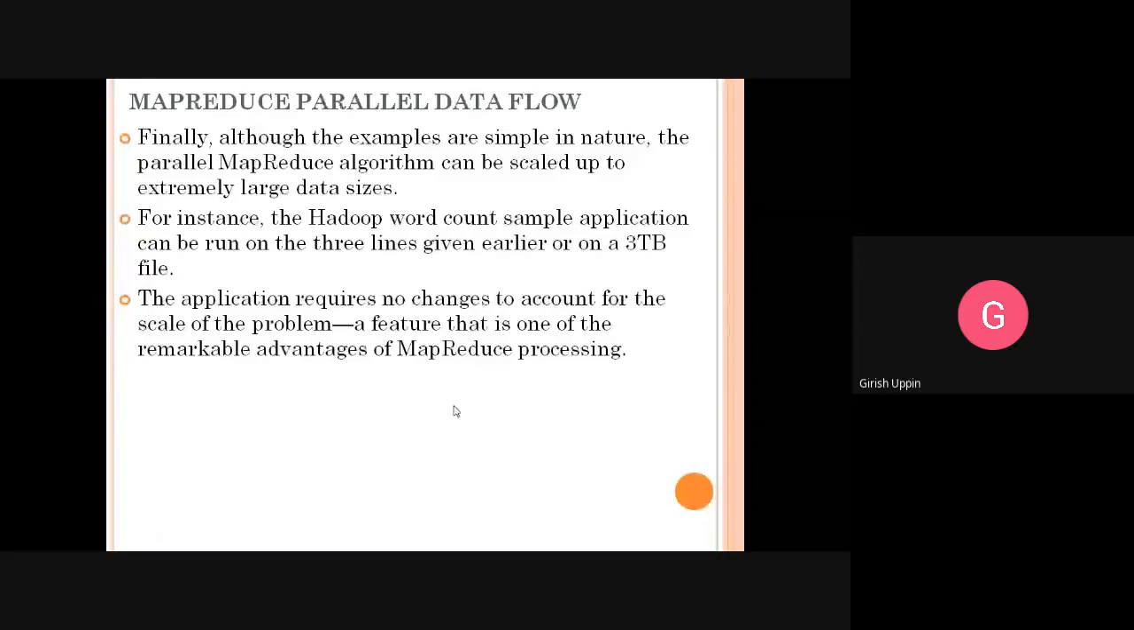That is one of the remarkable advantages of MapReduce processing. The scaling takes place automatically. Based on the input data, the number of mappers and reducers can easily scale up and provide the processing capability. That is the advantage of having MapReduce processing.